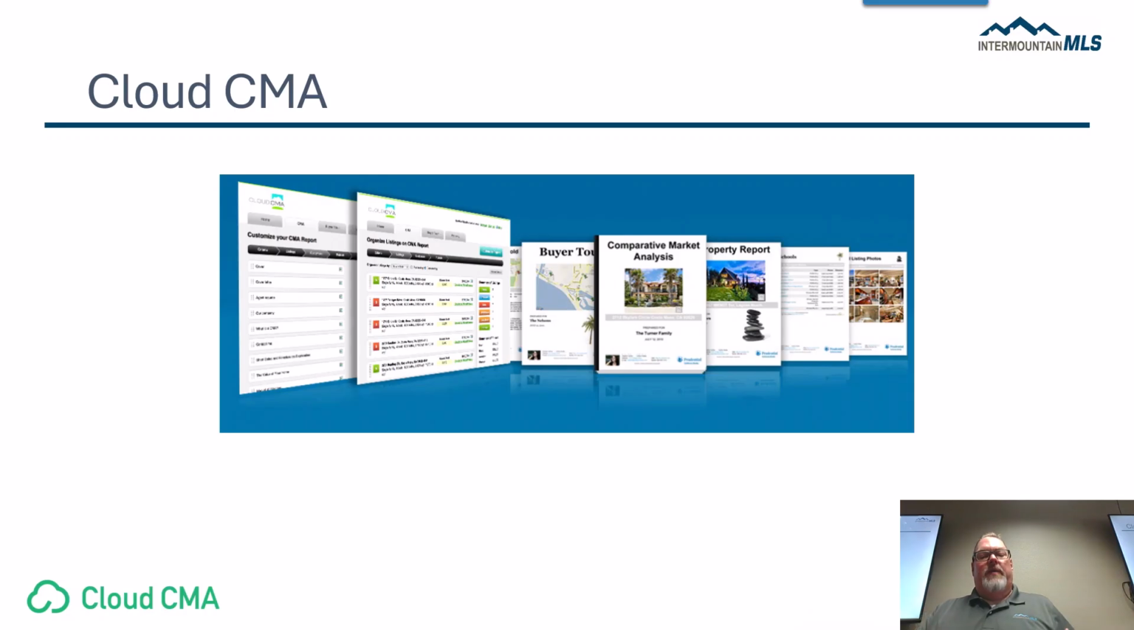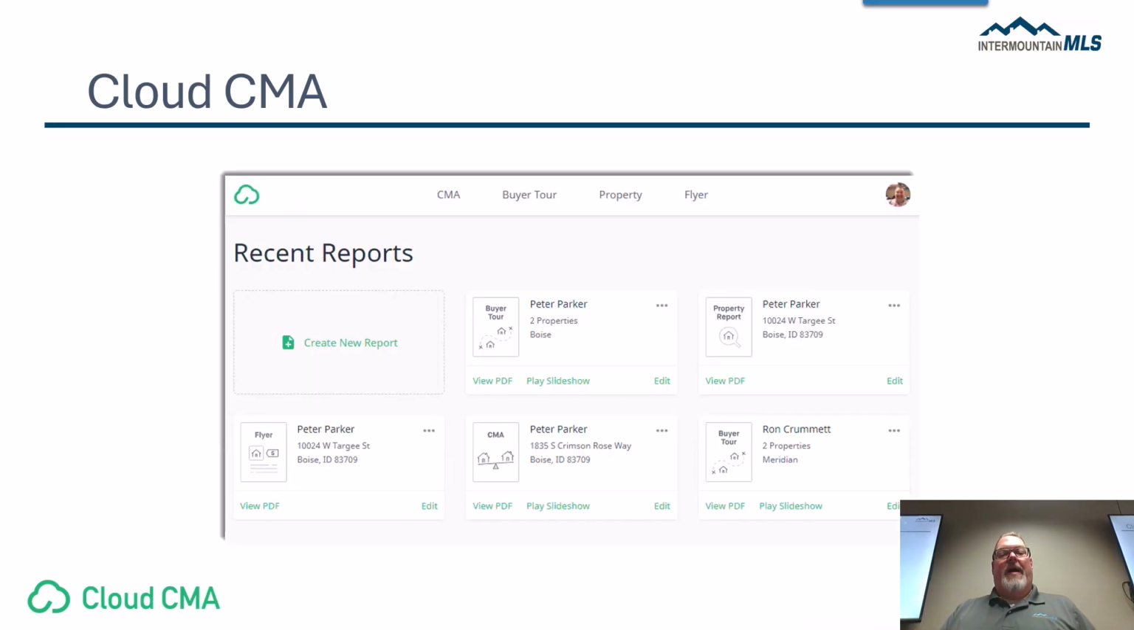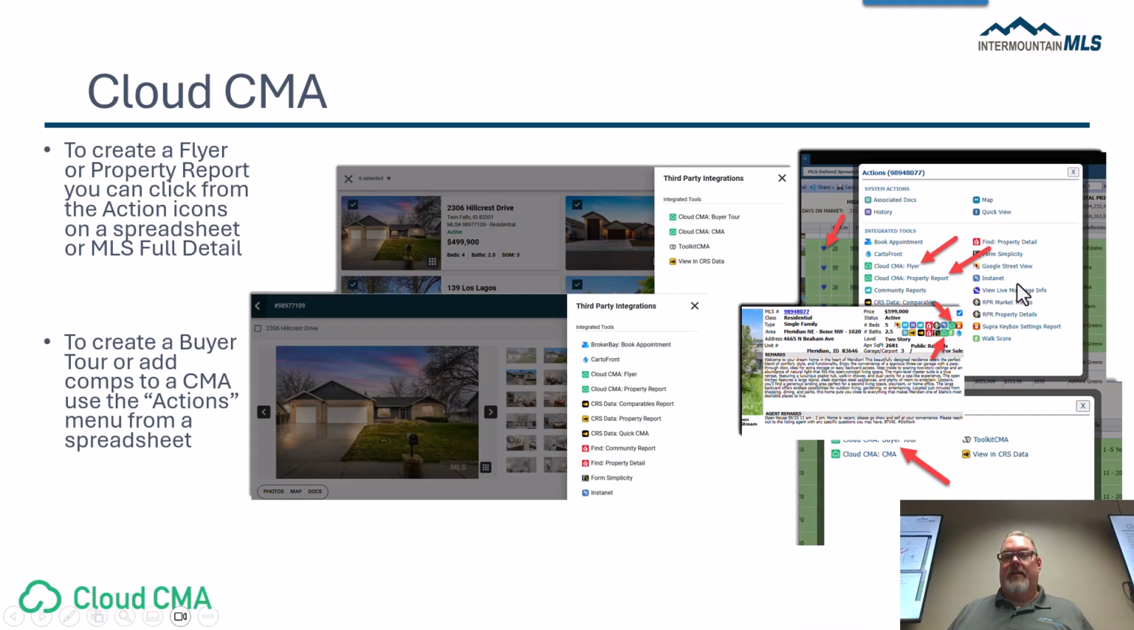Cloud CMA is a tool the MLS integrates with to create CMAs, buyer tours, property reports, and flyers. When you're looking at listings in Paragon Classic or Paragon Connect, there are icons there to create a buyer tour or a CMA or a flyer. You just click on the link and it takes you right in there.